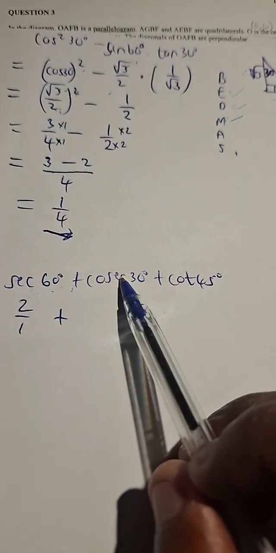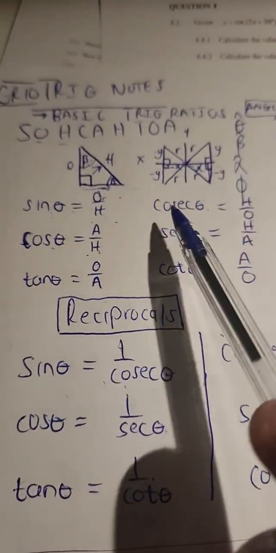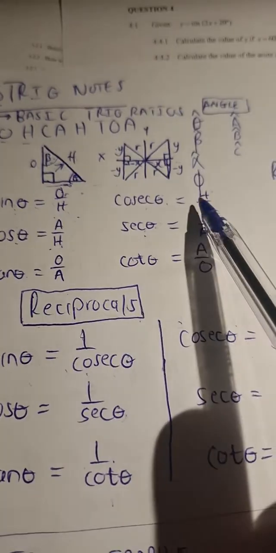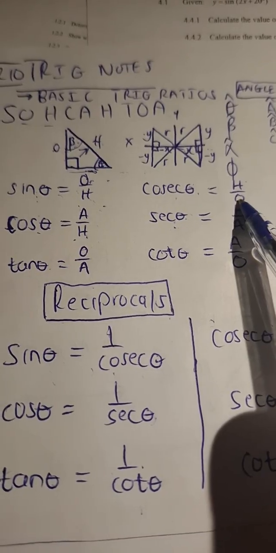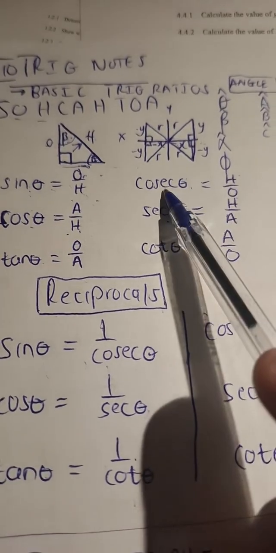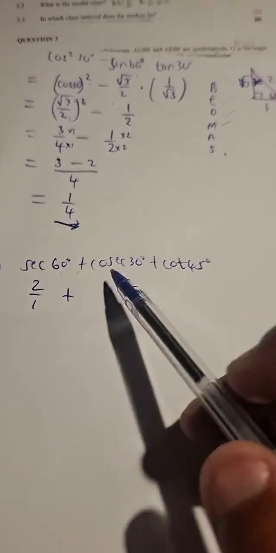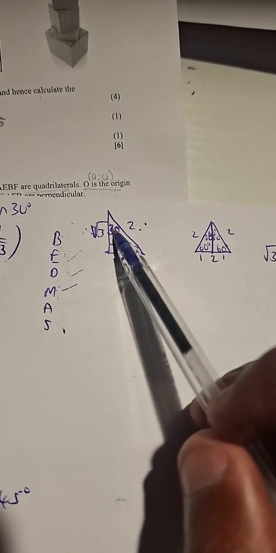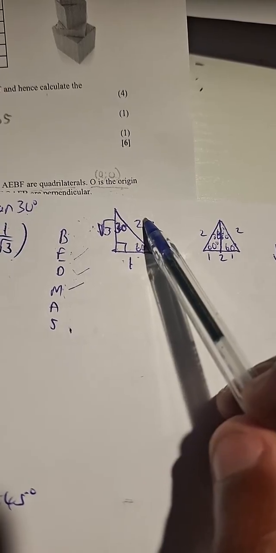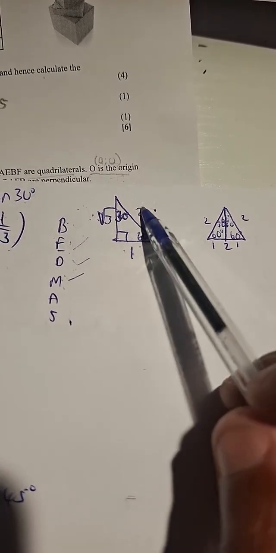Plus cosec 30. Cosec is the reciprocal of sine. It's hypotenuse over opposite. So let's go to the 30-60 triangle. Cosec is the hypotenuse over opposite. This is the side opposite 30 degrees. So it's 2 over 1.